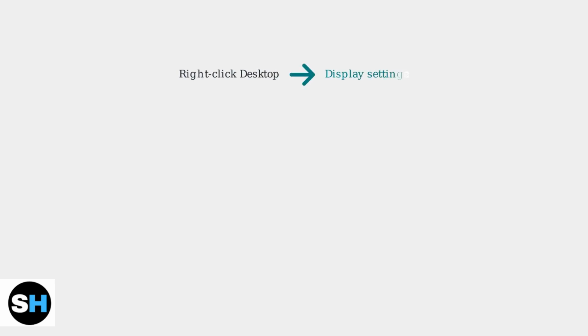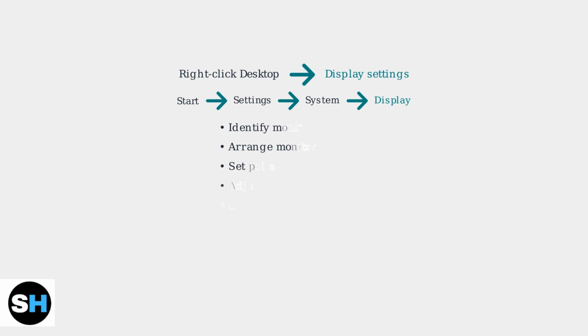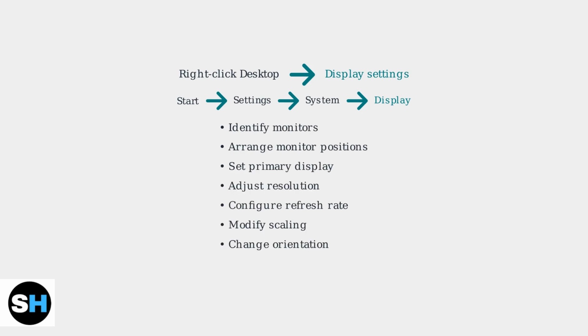For more detailed configuration options, right-click on your desktop and select Display Settings, or navigate to Start, Settings, System, then Display. In the detailed display settings, you can identify and arrange your monitors, set which one is your primary display, and adjust important parameters like resolution and refresh rate.